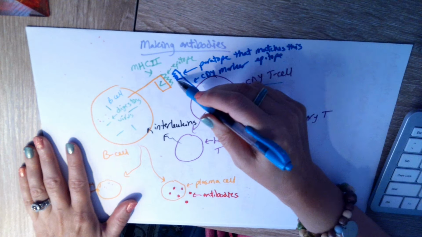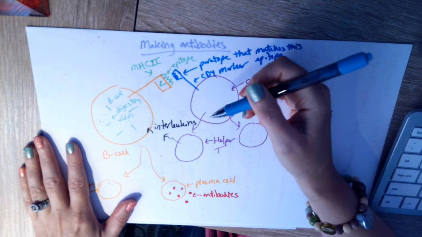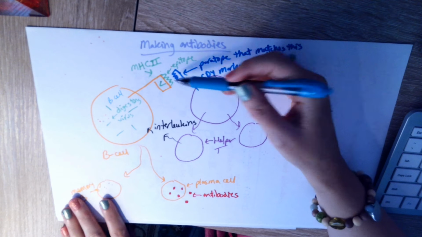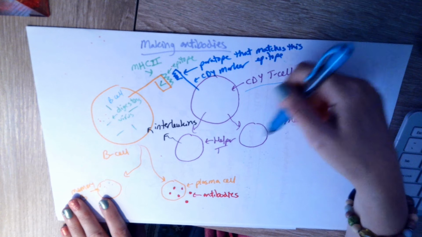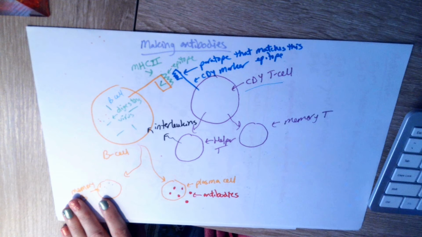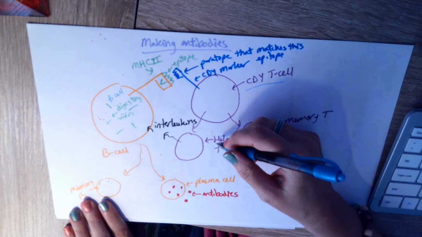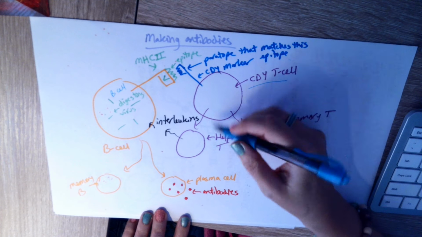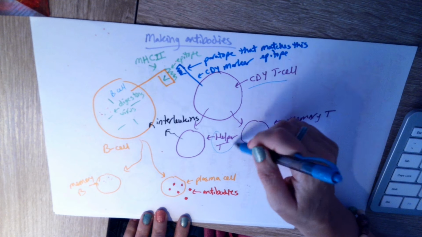And that CD4 T cell, if it has that paratope that's specific for this particular virus, it will bind and that will trigger the CD4 cell to differentiate into a memory T, which will be able to remember the process and differentiate into a helper T if need be, on a later date if we are infected again. But what we're really looking at here is when this CD4 cell differentiates into a helper T.